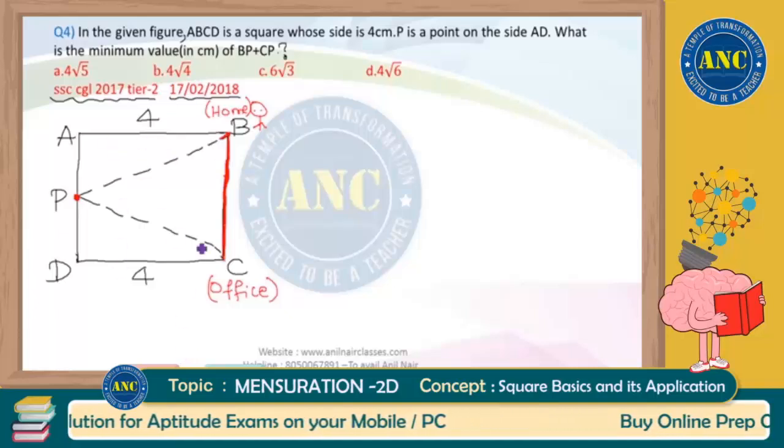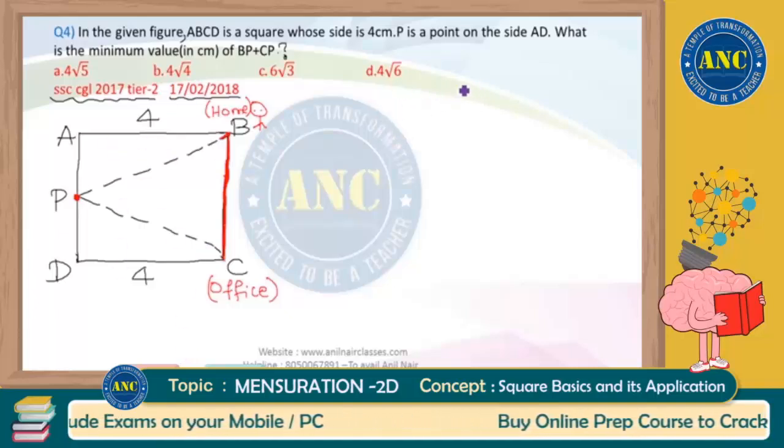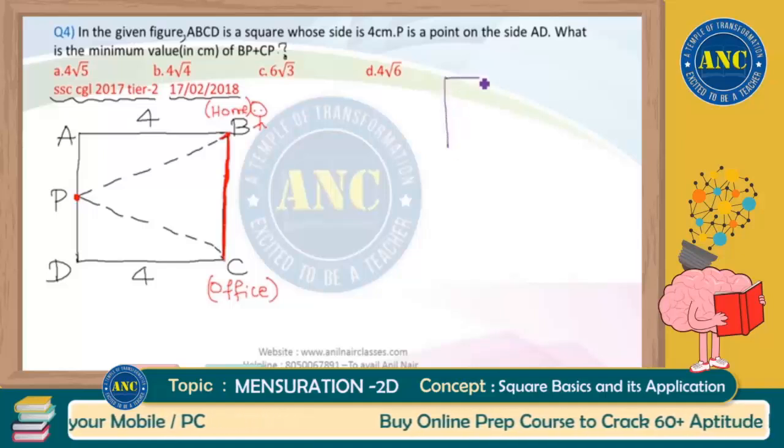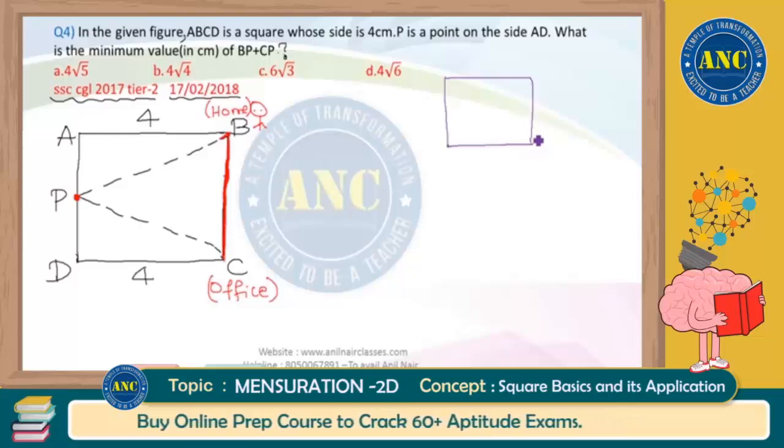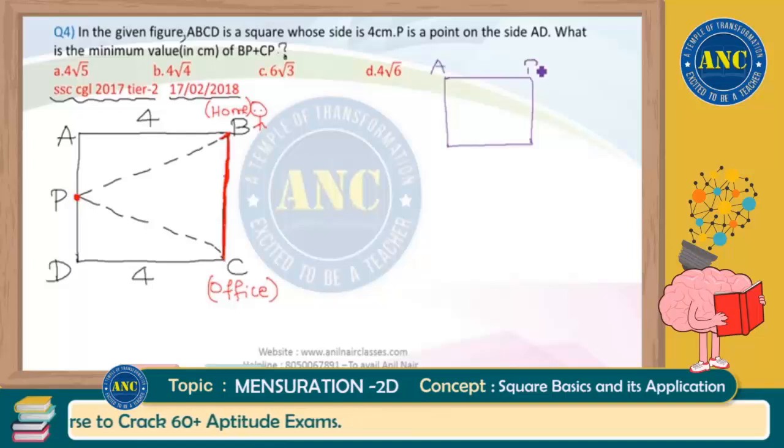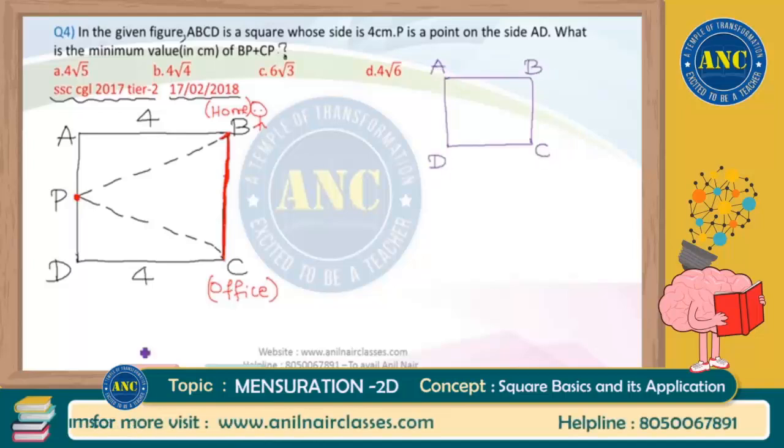Now, this is the diagram. Let me split the diagram and explain it in the easiest way possible. Forget about the methods which some textbooks use. Let us understand it in the easiest way possible. Now, this is ABCD, right?